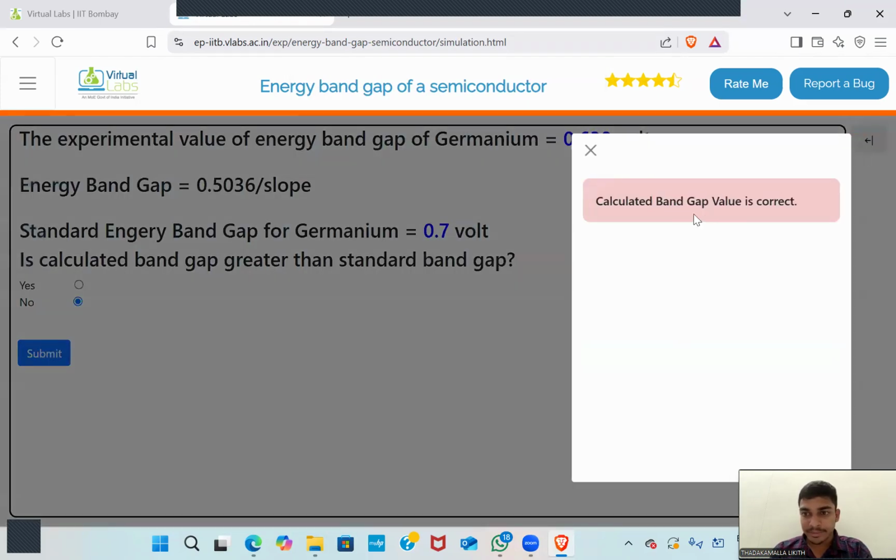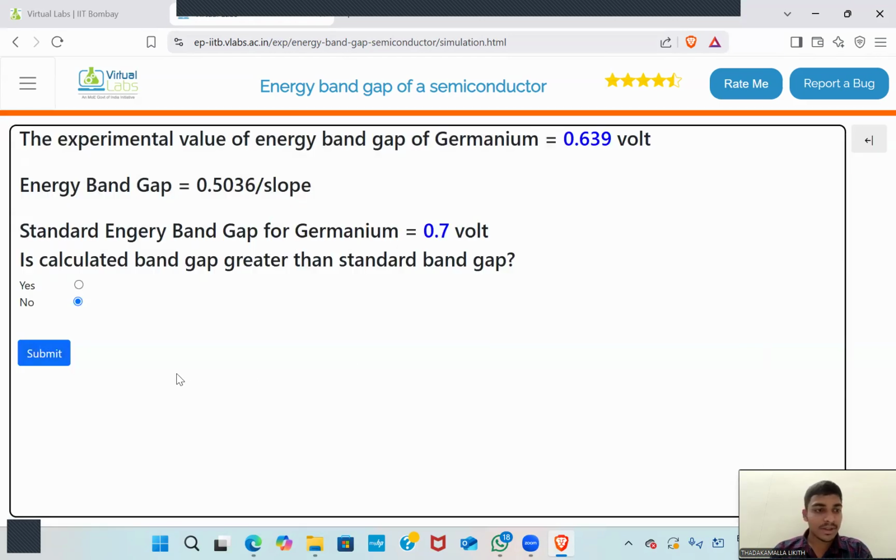Next, our calculated band gap is correct. Finally, we calculated the band gap of a given semiconductor using the p-n junction diode. What did we get? 0.639 volt.